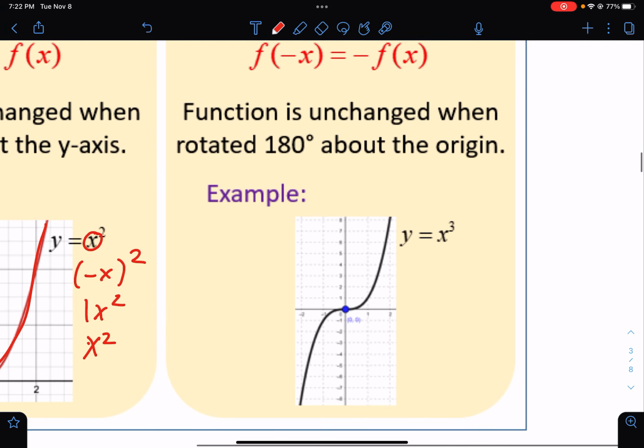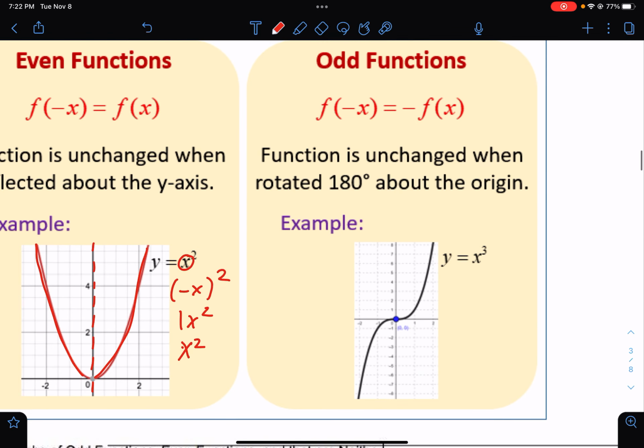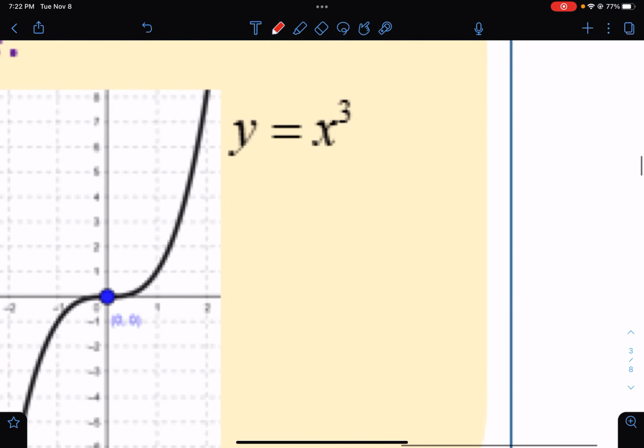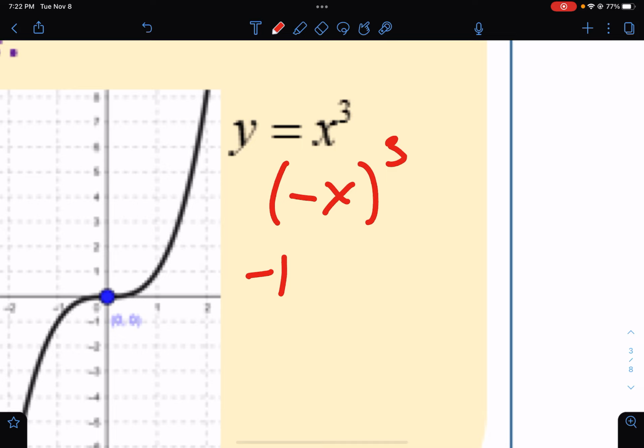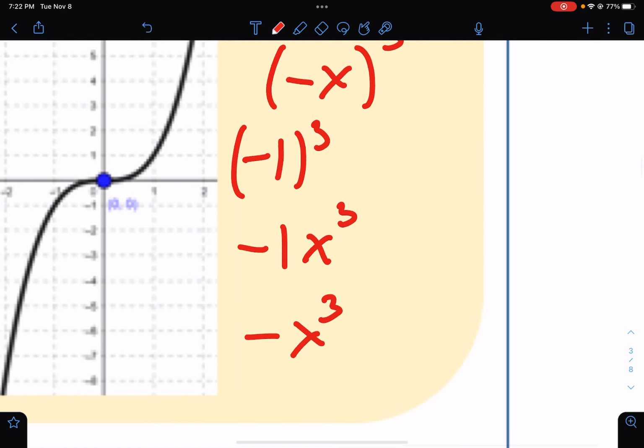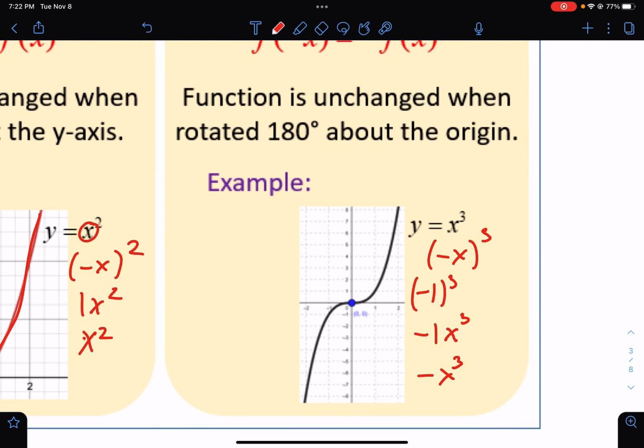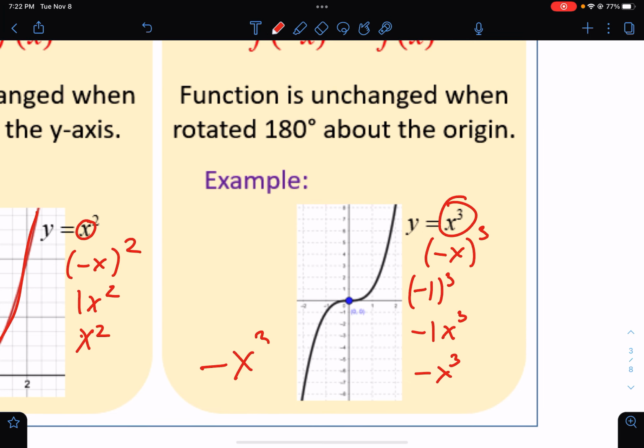All right. Then we've got odd functions. With odd functions, when you plug in negative x, it essentially negates the entire function. Everything in the function becomes negative. So here, if I put in negative x cubed, well, negative 1 cubed is negative 1, and x cubed is x cubed, so our answer would be negative x cubed, which, as you can see, if I were to just multiply everything here by negative 1, I would also get negative x cubed. So you can see that this is an odd function.